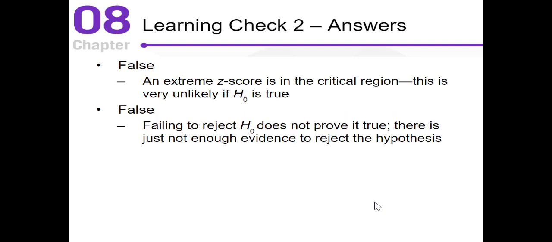And for both of those, they're both false. An extreme z-score is in the critical region. This is very unlikely if H0 is true. And then we would fail to reject the null hypothesis because it doesn't prove that it's true. There's not enough evidence to reject that hypothesis.